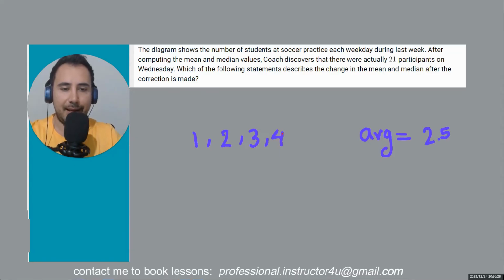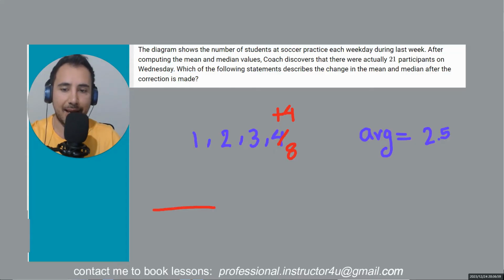So if I make this number 16, then the average will be 5.5. And I don't even calculate it. How do I know? See, it's simple, right? When I make this number 8 instead of 4, I'm adding 4 to the number. It was 4, now it's 8, we added 4.